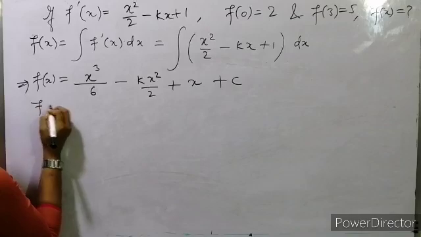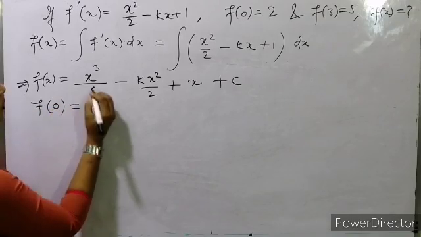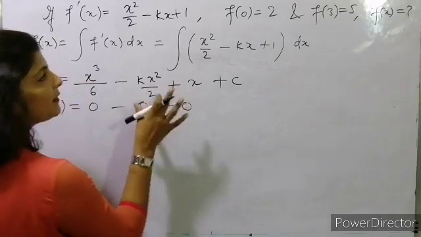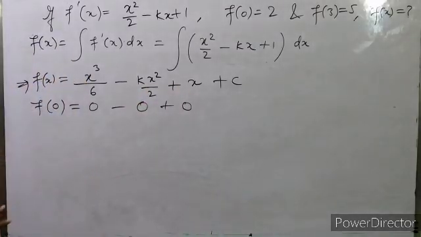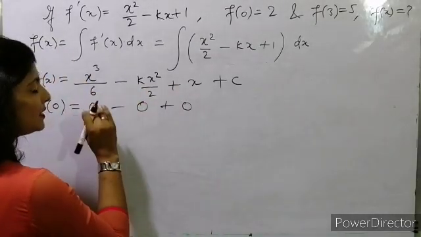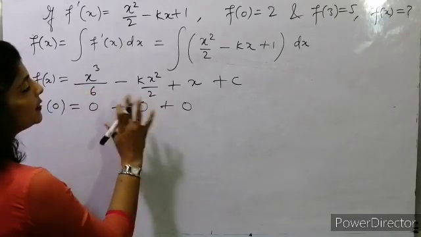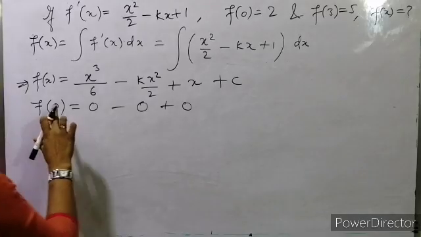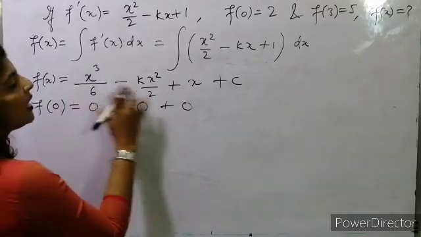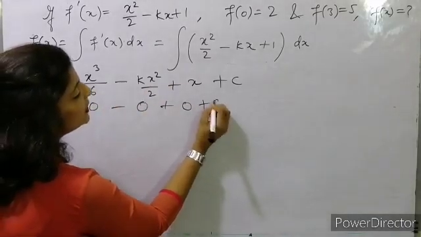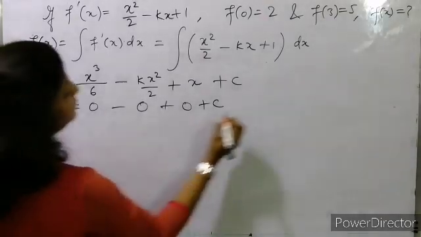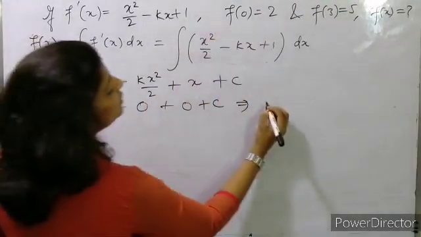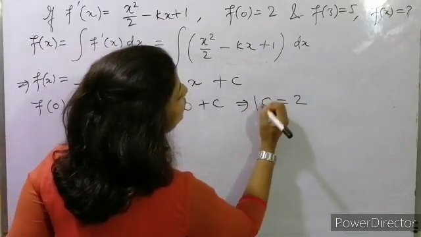So f(0) will be equal to 0, 0, 0. जहाँ भी x है, whenever x is 0, किसी भी चीज़ को we are multiplying by 0 will get 0. So putting the value of x as 0, जहाँ भी x रहेगा that term will be 0. Only c will be here. So it means f(0) is equal to 2, so c is equal to 2.